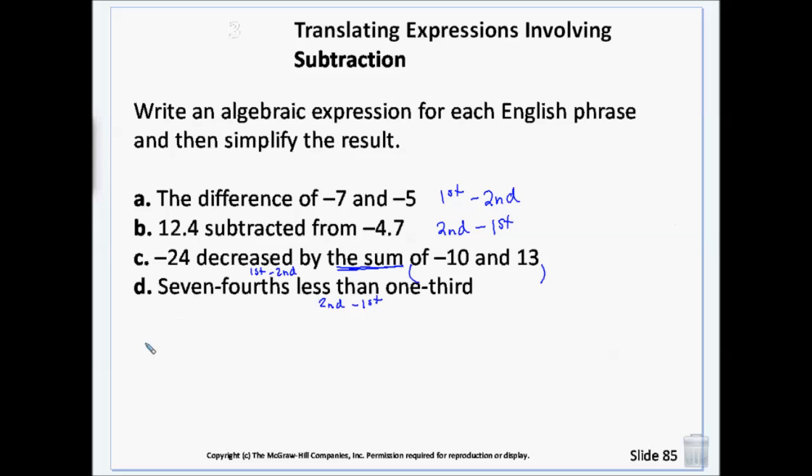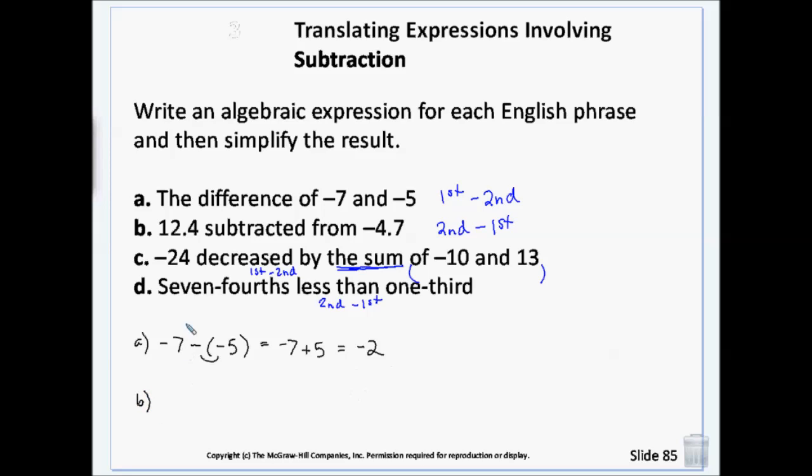So on A, we have the difference of -7 and -5. So I have -7 minus -5. So that's -7 plus 5. Right. So that is opposite signs, so -2.